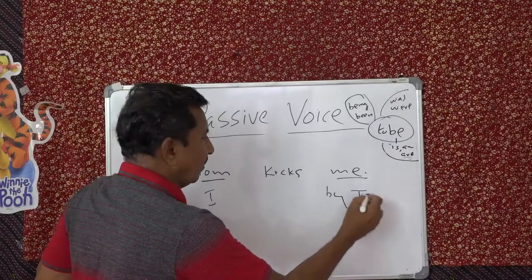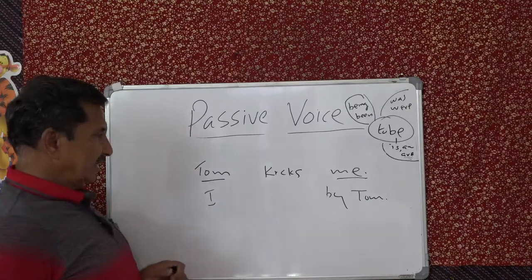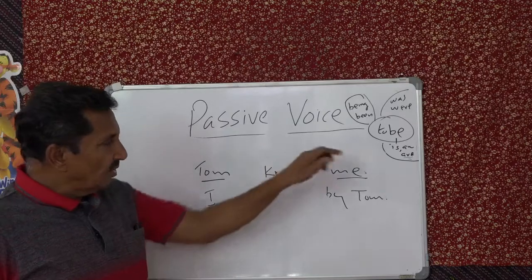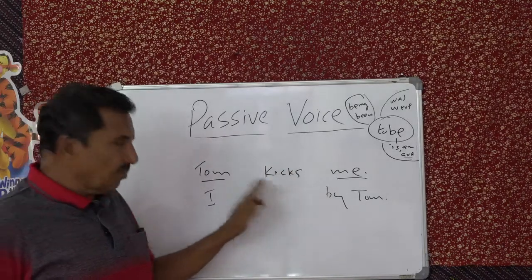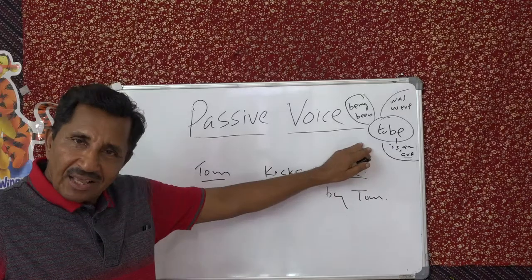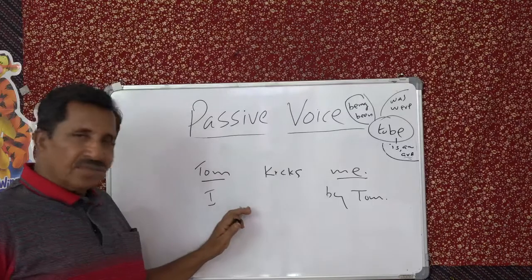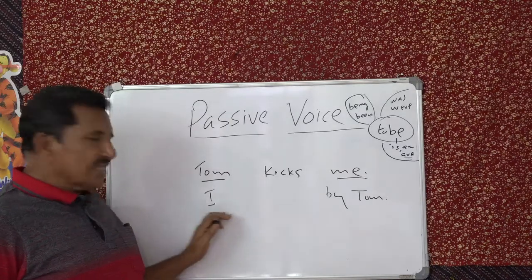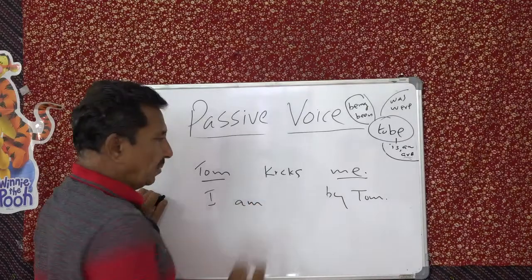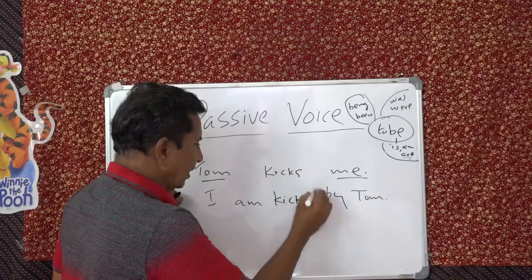Now what to do? Kicks is present, so you have to use the present form of to be. Is, am, are. Which one will we use here? First person singular subject. So I am. Past participle, kicked. I am kicked by Tom.